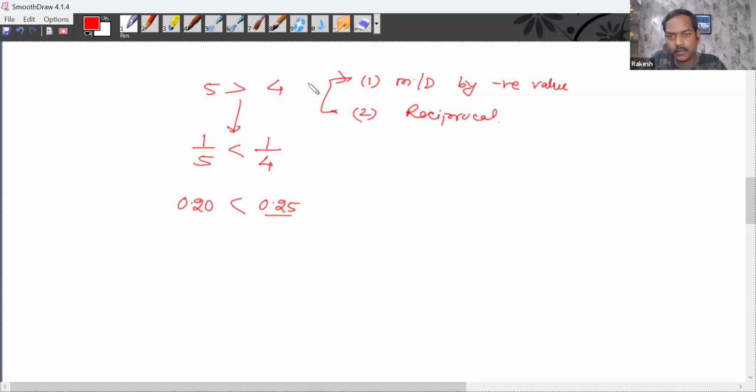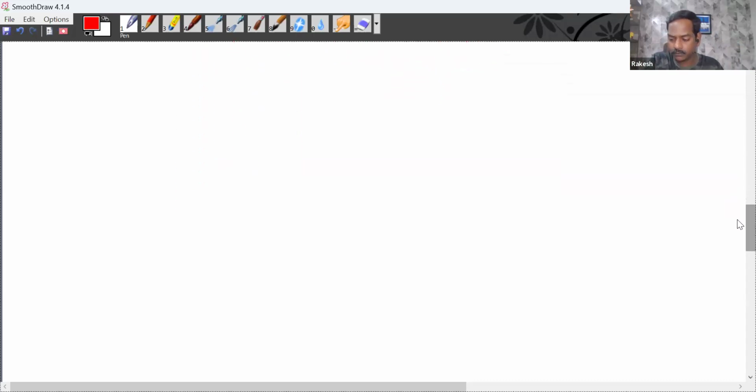Yes, there is a possibility, and those two possibilities are in front of the screen: multiplication and division by negative values, or taking the reciprocal. Okay, let's move on. What kind of question appears in algebra related to inequality? Of course, if it's algebra, it will have variables. So let us move to a very elementary kind of question.